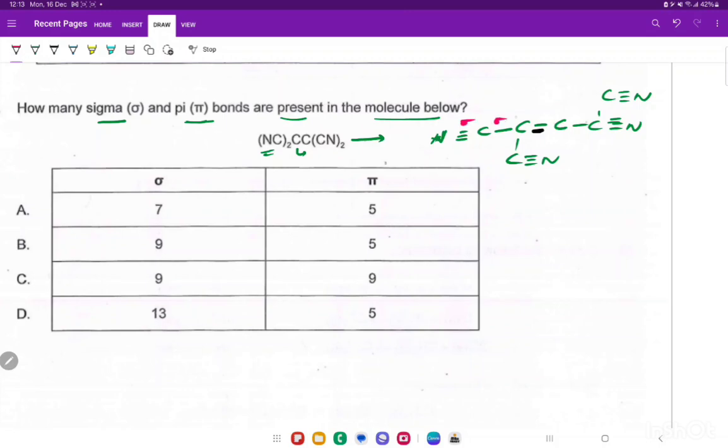So 1, 2, 3, 4, 5, 6, 7, 8 and 9. So there are 9 sigma bonds. Now pi bonds: 2 and 2 here, 4, 1 here 5, 2 here 7 and 2 here 9. So there are 9 sigma and 9 pi bonds. Answer is C, 9 sigma and 9 pi bonds.